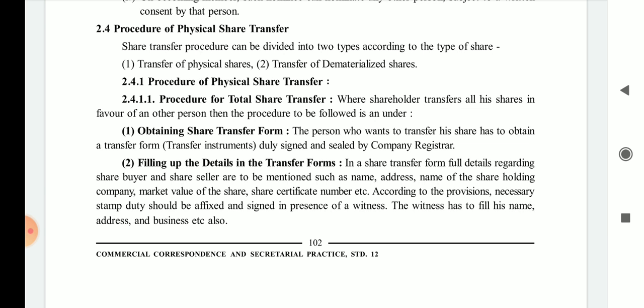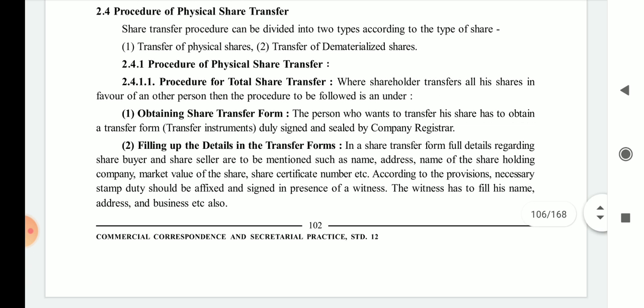The first one is the procedure for the total share transfer. Means how the total share can be transferred, where the shareholder transfers all his shares in favor of another person, then the procedure to be followed is as under. The full share can be transferred means if any person holds 100 shares, at that time he will transfer the 100 shares, that is known as the full transfer.